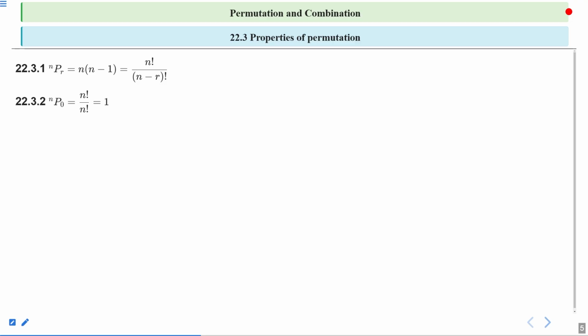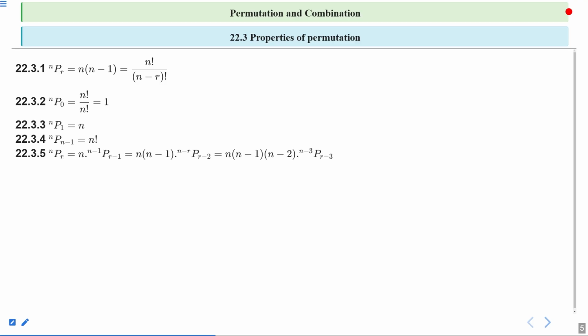So nP0 becomes n factorial upon n factorial, which equals 1. nP1 becomes n, and nPn becomes n factorial. nPr = n · (n−1)P(r−1) = n(n−1) · (n−2)P(r−2) = n(n−1)(n−2) · (n−3)P(r−3). Also, (n−1)Pr + r · (n−1)P(r−1) = nPr. So nPr upon nP(r−1) equals n − r + 1.